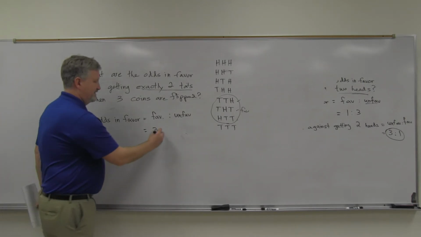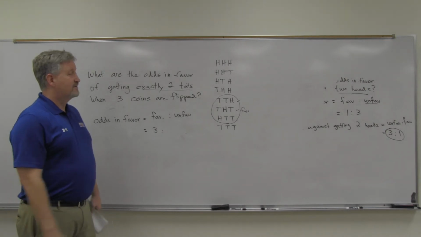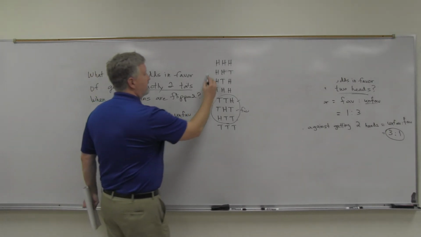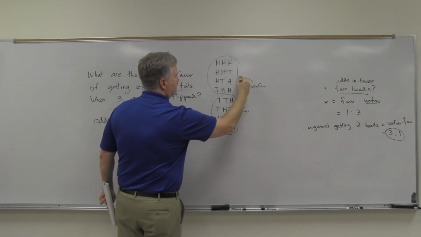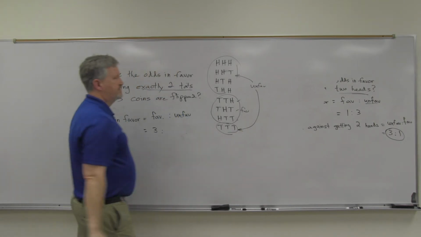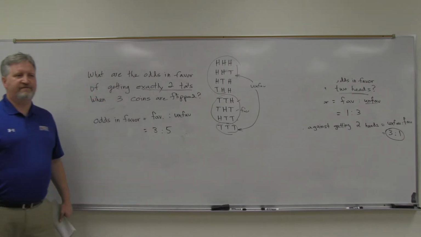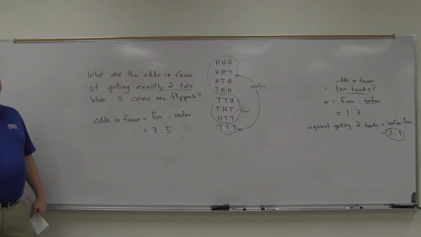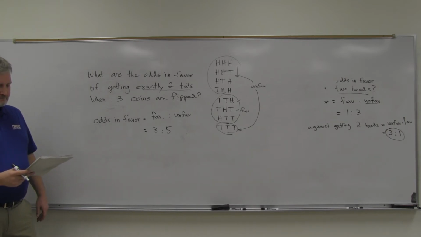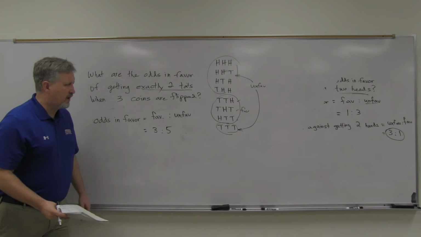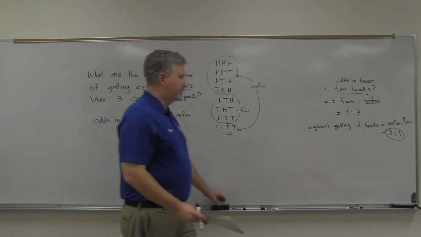What's the second number? The second number is not the total, it's the number of unfavorable. So it's what's left over, right? So all these and this one, those are the unfavorable. Those 4, and then that last one there, so there's 5. The odds in favor are 3 to 5. Okay? Question or concern? Let me do one more, because there's another little point here to make.